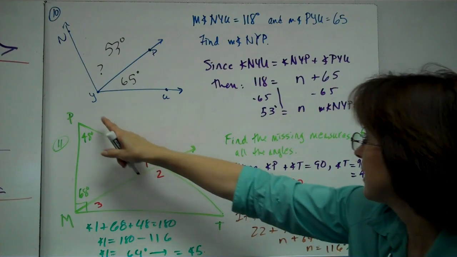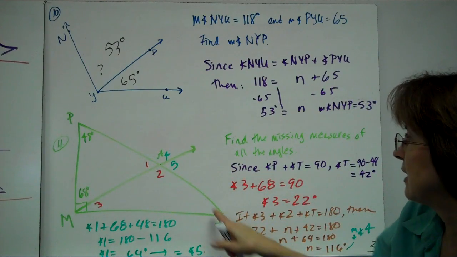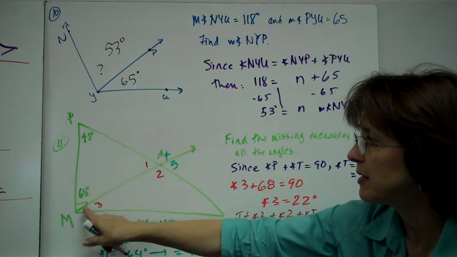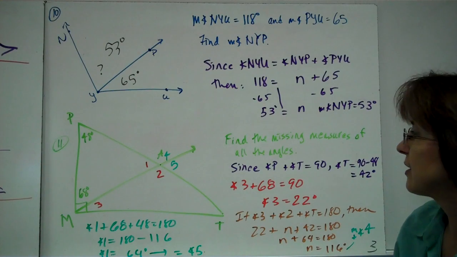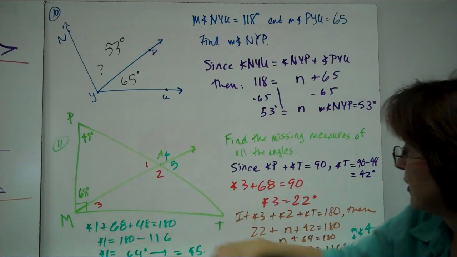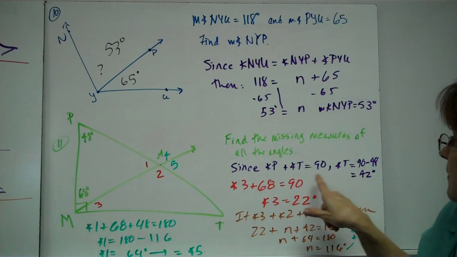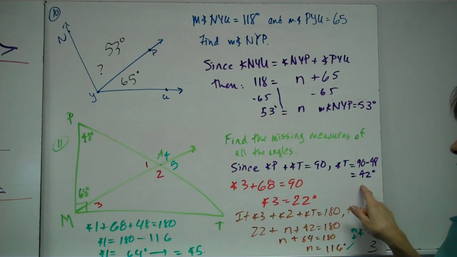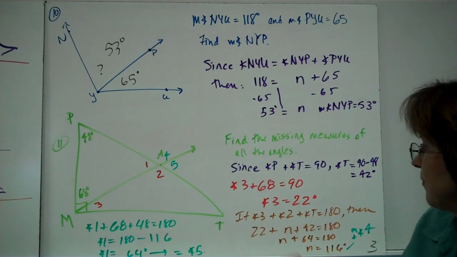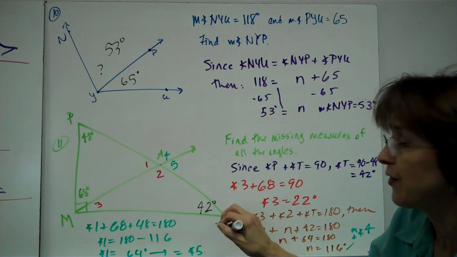Since angle P plus angle T has to be 90 degrees because M is 90 degrees, and we have a triangle that has to equal 180 degrees, these two have to add to 90, because that one already is the 90. So if P is 48, then T is 90 minus 48, which is 42. So I've got that angle T is 42 degrees. Once you get it, go ahead and write it in there, which might help you for the rest of it.